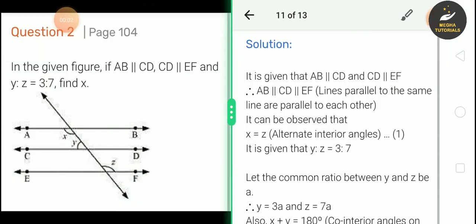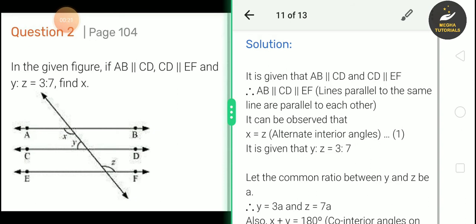Question 2. In the given figure, if AB parallel to CD and CD parallel to EF and y is to z is equal to 3:7, then find angle x. So let's see the solution on the right side.